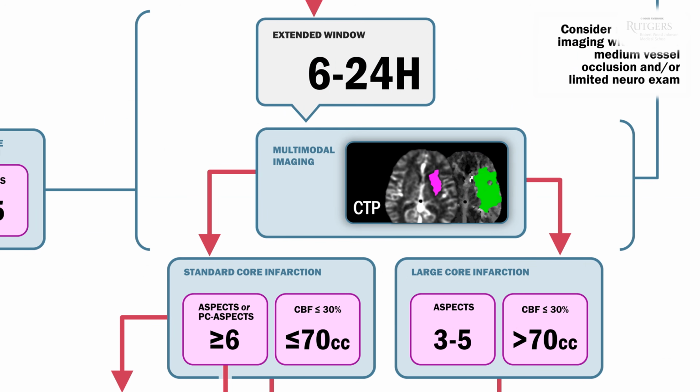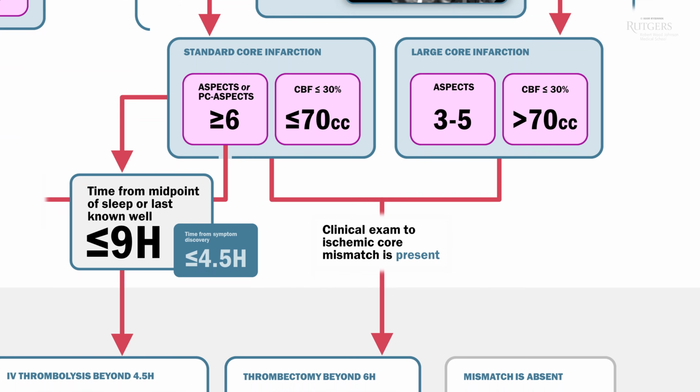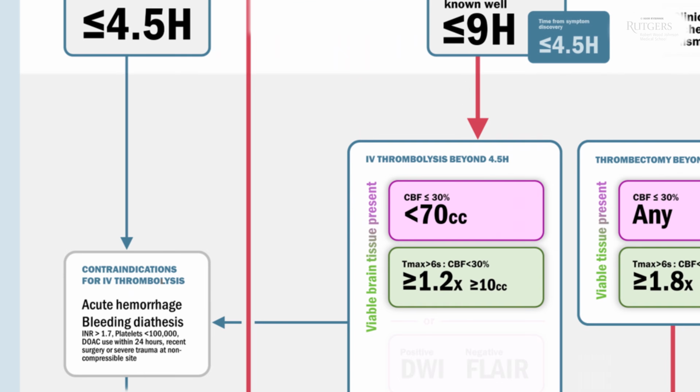Patients with standard core infarction who present within 9 hours from last known at baseline, or within 9 hours from midpoint of sleep for those whose stroke symptoms were discovered on awakening, are potentially eligible for IV thrombolysis. Those patients must still be within the 4.5 hours from symptom discovery. You can't cheat biology. So if a patient wakes up with deficits and presents to the emergency department 6 hours later, they cannot get IV thrombolytic, at least according to our current evidence.